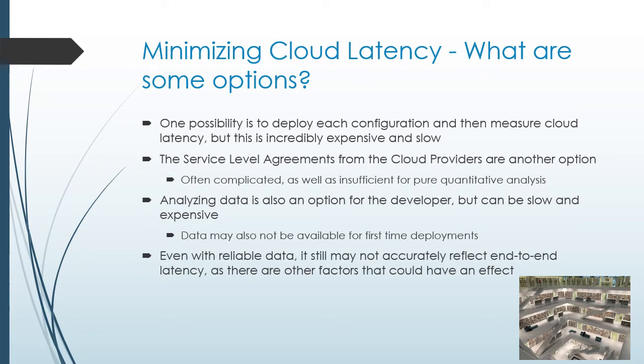One possibility offered in the paper, which doesn't make a ton of sense, as they elaborate on, is to deploy each configuration and then measure cloud latency. But obviously, this is incredibly expensive because you would have to buy the tiers, and incredibly slow because you would actually have to build for each tier and then deploy it. It's insanely expensive and insanely slow.